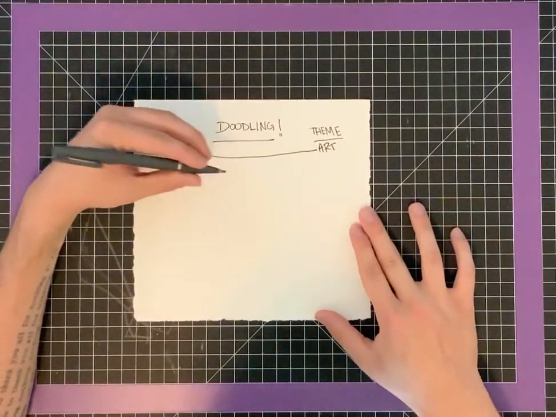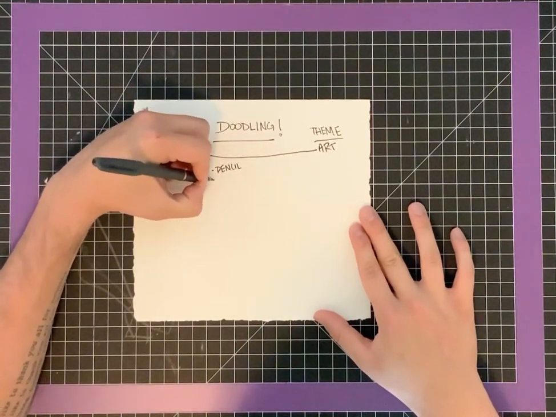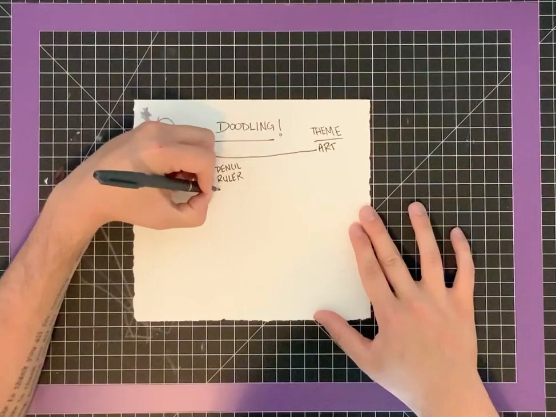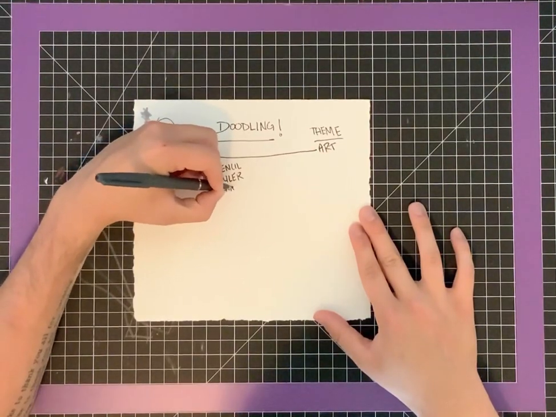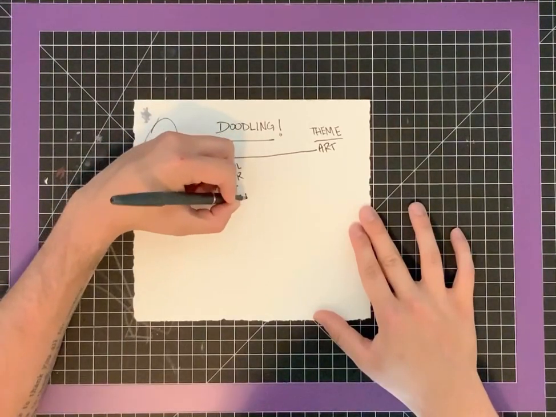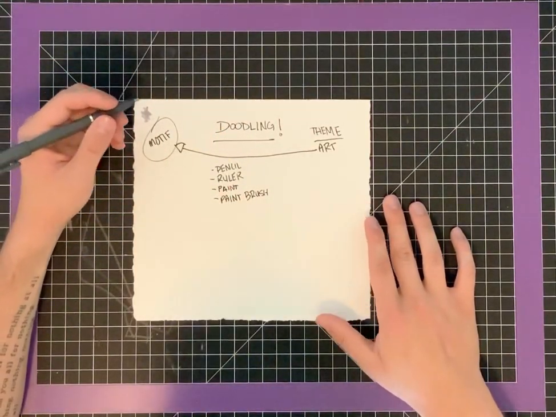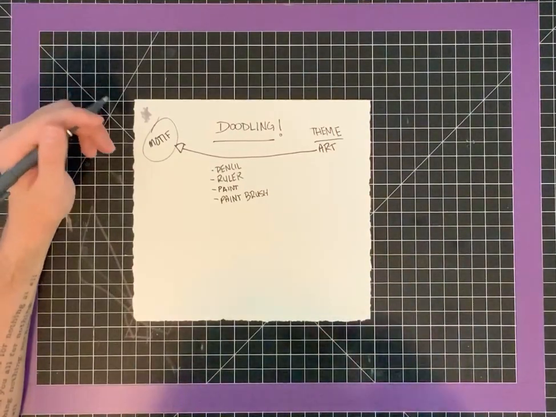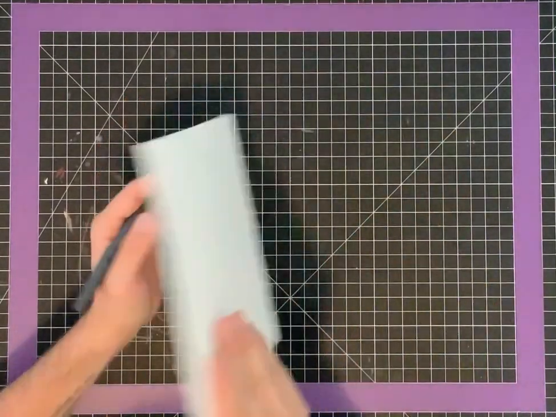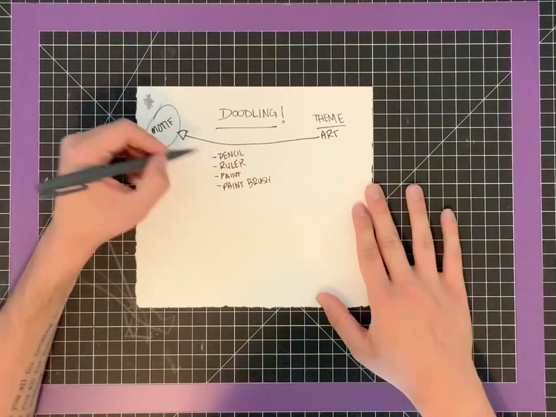For example, when I think of art, I think of a pencil, a ruler, paint, paintbrush, and all sorts of other things. When I make these doodles, I'm gonna draw them on the back side of this paper. I'm gonna be drawing these specific items, these motifs.